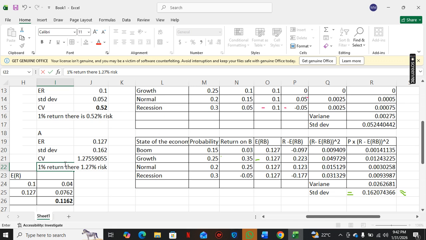Okay. For every 1% return, there is 1.27% risk. So there is more risk attached for every return that you get. Okay? So you would label investment B as a risky investment because the risk exceeds the return. Okay? Any questions?